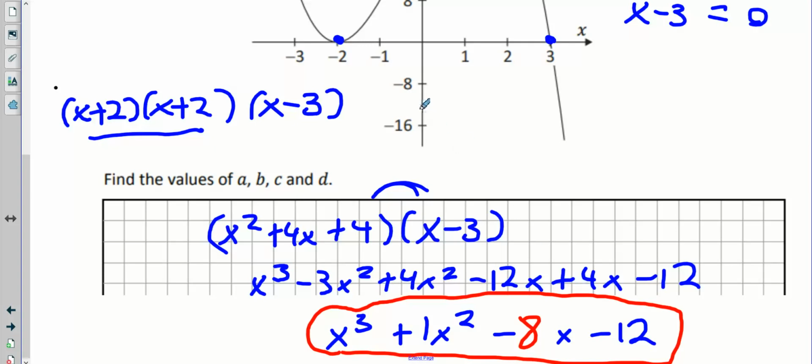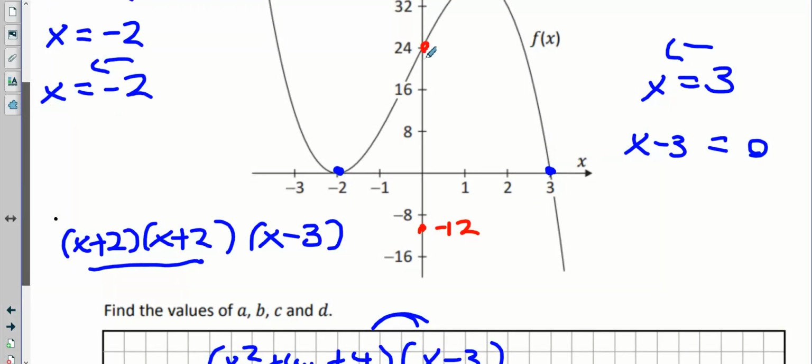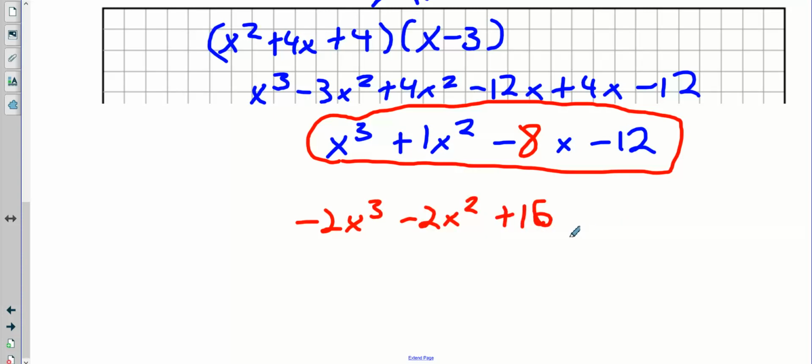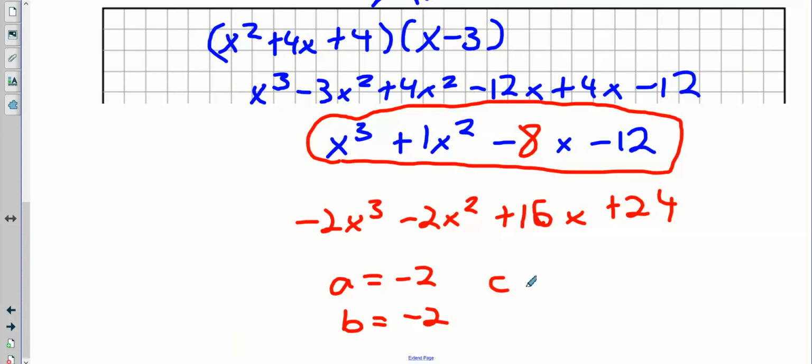This graph would hit the axis at minus 12. R1 doesn't hit it at minus 12. What does R1 do? It hits it at plus 24. How do you turn minus 12 into plus 24? You need to multiply the whole system by minus 2. So you get this full system here and you multiply it by minus 2. And long story short, A equals minus 2, B equals minus 2, C equals 16, and D equals.